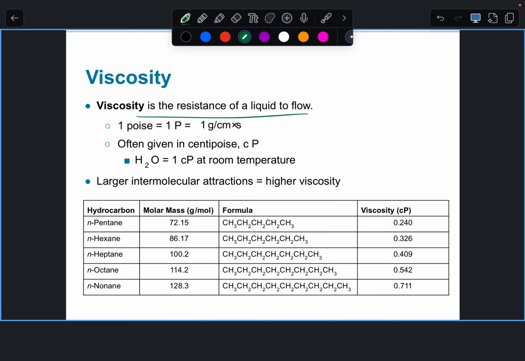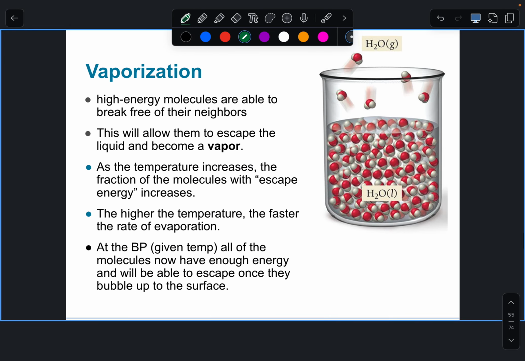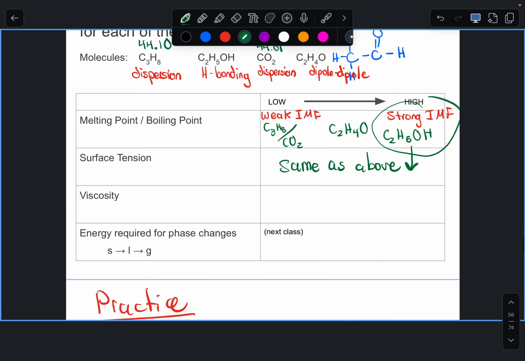So again, same thing as the one above. The stronger those forces are, the more resistant it's going to be to moving or to pouring. To flowing is the official way you would say that. So same as above.